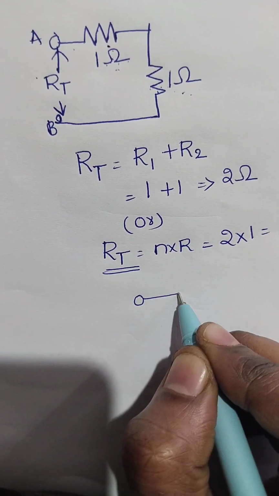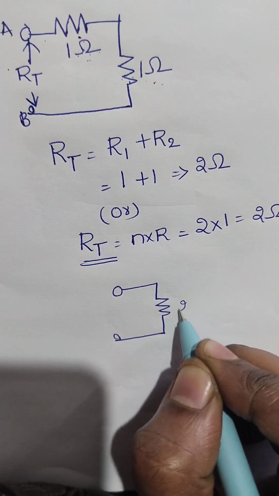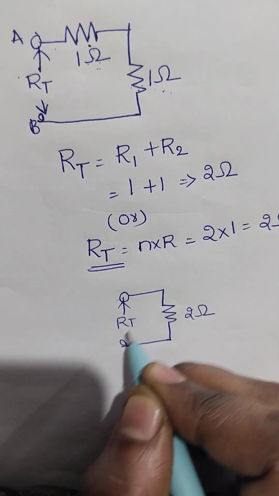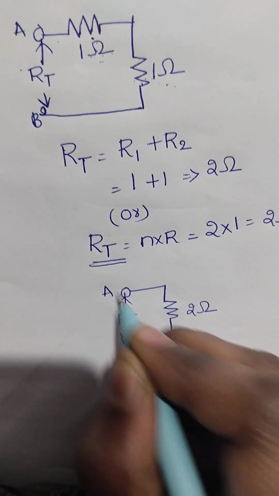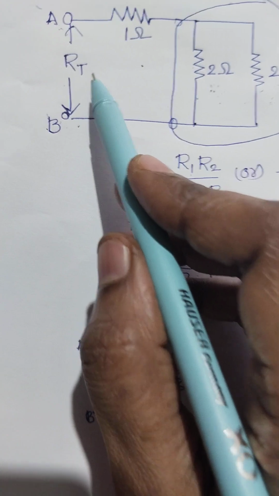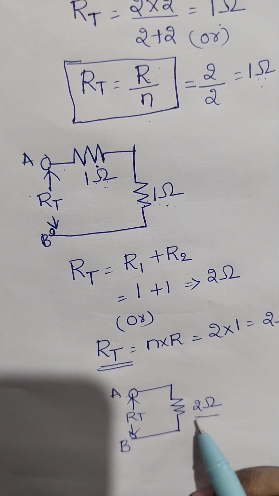So R total between A and B terminals is 2 ohms. So the final answer for this circuit, the total resistance between these two terminals, is 2 ohms.